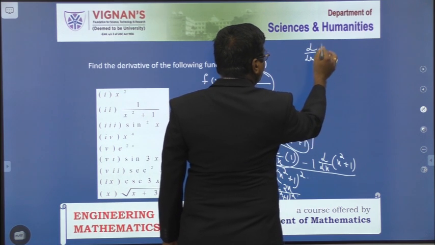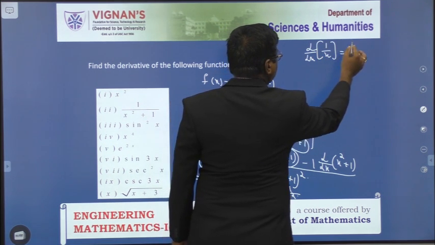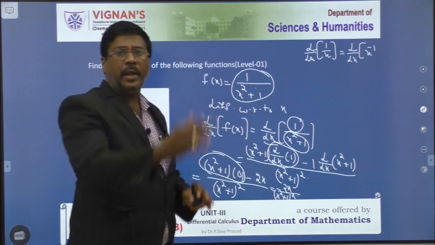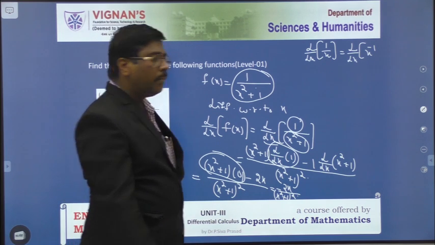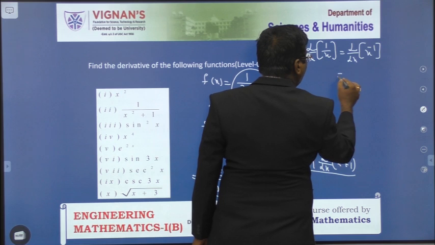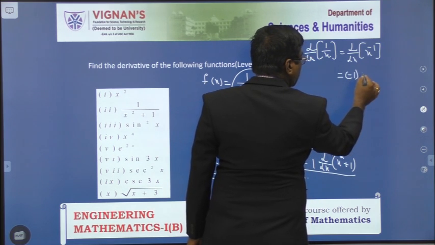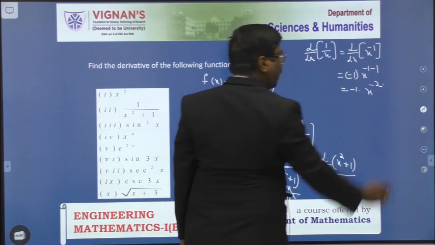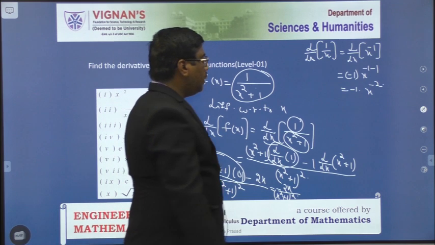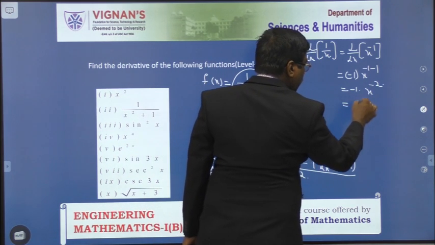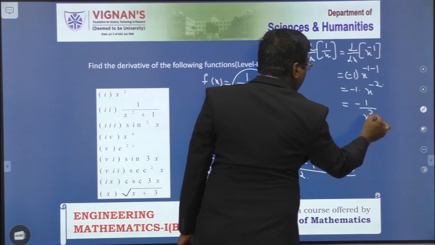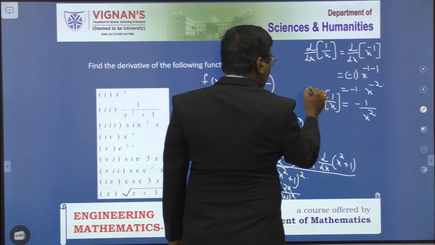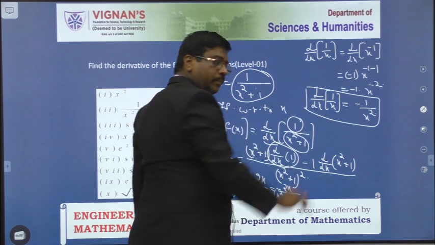How do I write this? d by dx of 1 by x is equal to d by dx of x to the power of minus 1. I bring that x into the numerator, then automatically it takes x to the power of minus 1. Then I apply the formula: minus 1 into x to the power of minus 1 minus 1, that is minus 1 into x to the power of minus 2. Then again I bring this x power minus 2 into the denominator, that means minus 1 by x square. Therefore, the derivative of 1 by x is equal to minus 1 by x square.